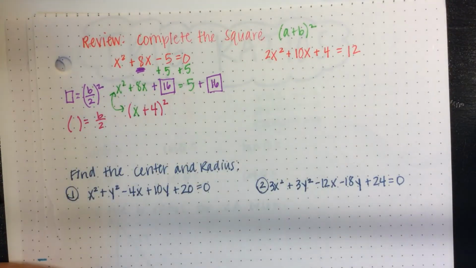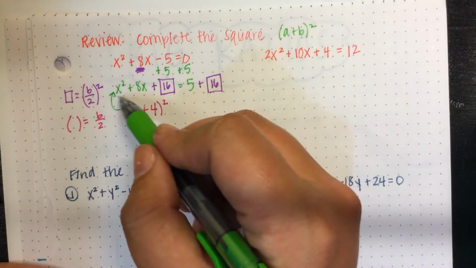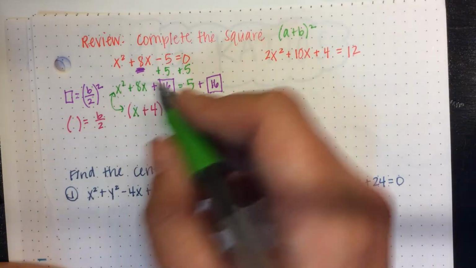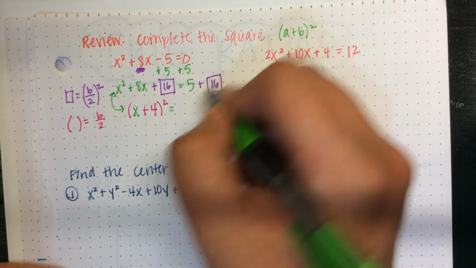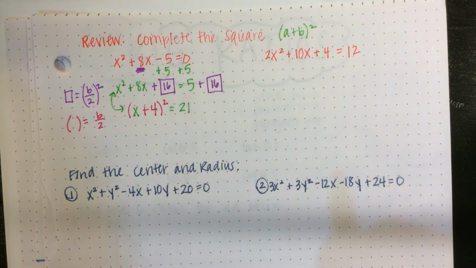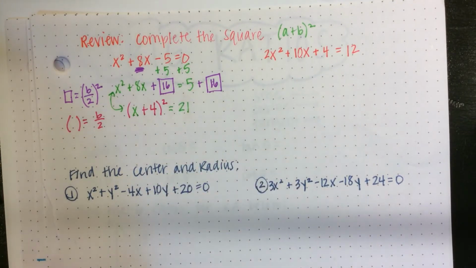I'm just rewriting it. That's the whole reason that we do this, because I want to rewrite this so that it has that pattern, so that I can write it as x plus 4 squared. And then on the right side, we're just going to do 5 plus 16, which is 21. Right? We're not solving. This is as far as I need to go.